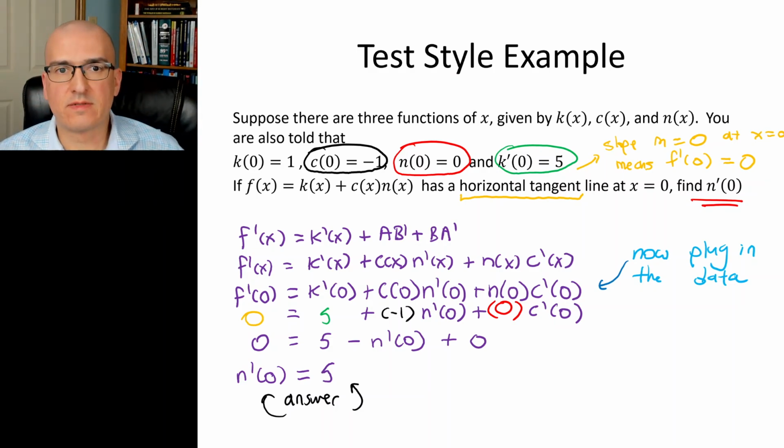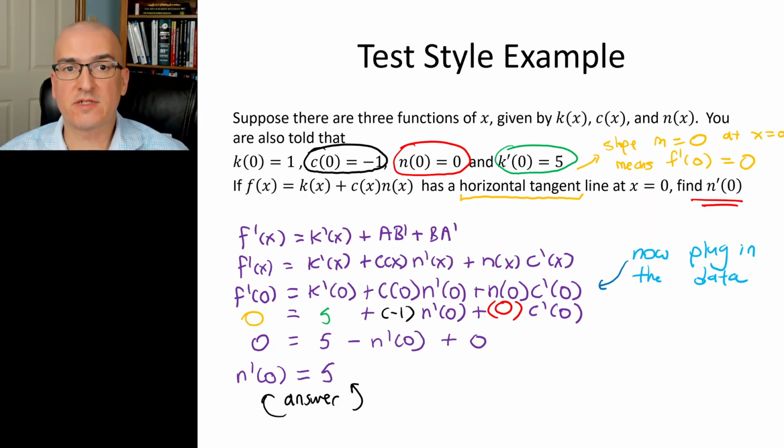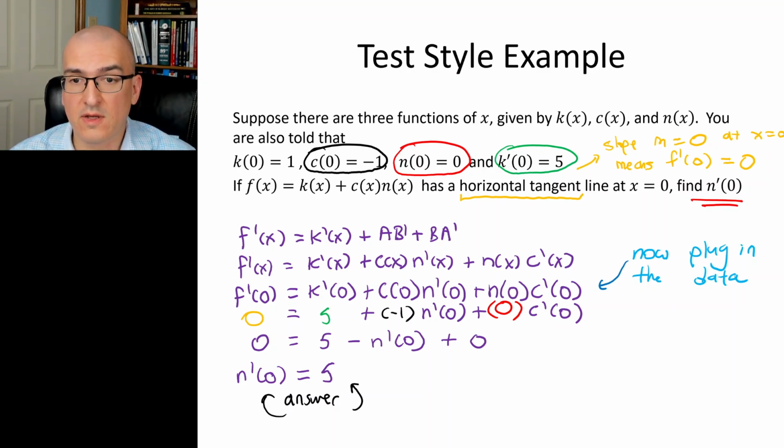So it's a challenging question in that you have to think about what you're doing. You have to know your derivative rules, that there's a product rule that's involved. You have to know what a horizontal tangent line means. It means that the slope is 0. You have to not give up, because you might look at it and say that I don't have what c prime of 0 is equal to, so the question is impossible. There's a lot of roadblocks, a lot of barriers. It's definitely a hard problem.